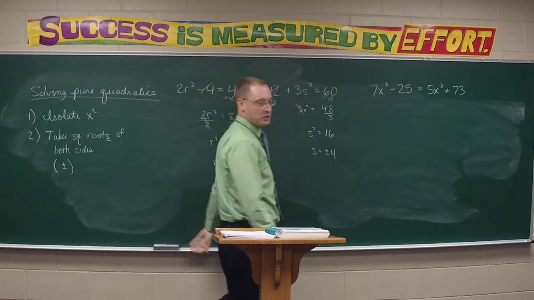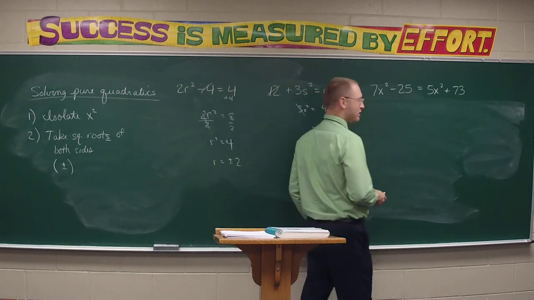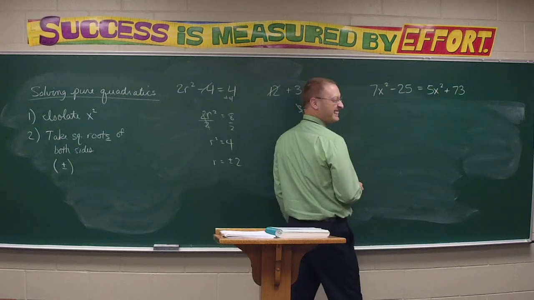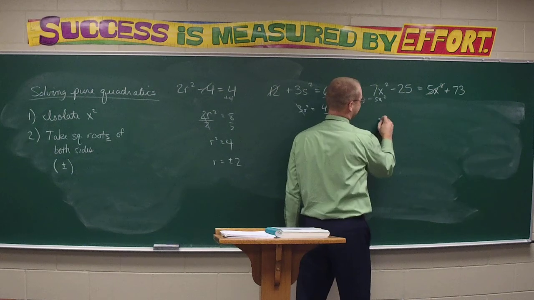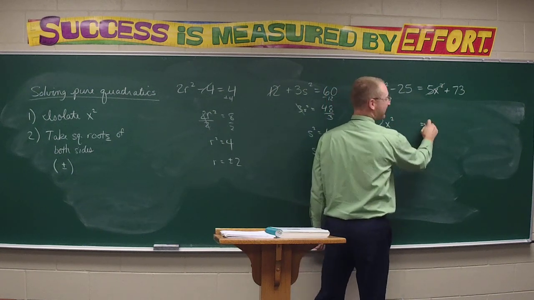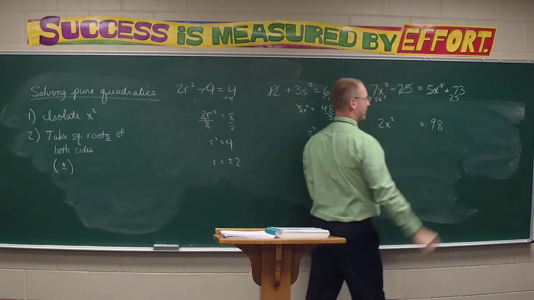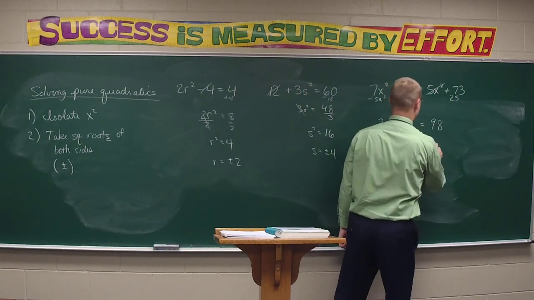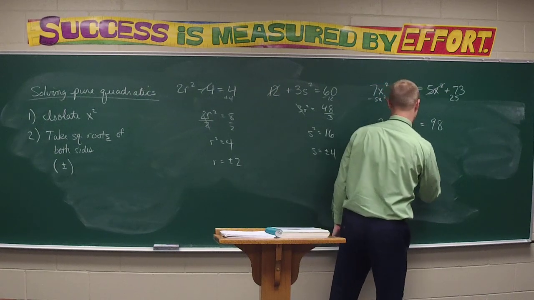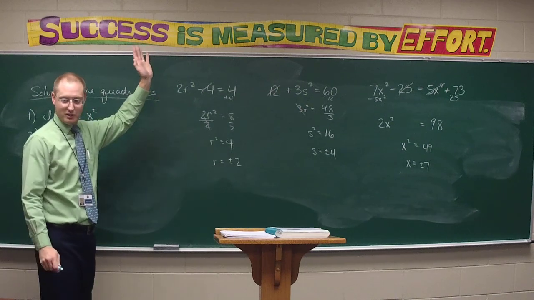Good, looking at the next one, what do we need to do here? Abby, first one finished, good job. Proud of you, favorite student. Move the 5x squared over as a negative 5x squared to get 2x squared equals 98. Alright. And x squared equals 49, so x equals positive negative 7. I wish they all came out this easily for me. How many got positive negative 7 for the last one?